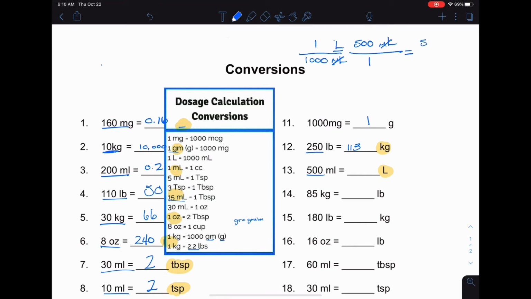So we've got 500 divided by 1,000 is 0.5.